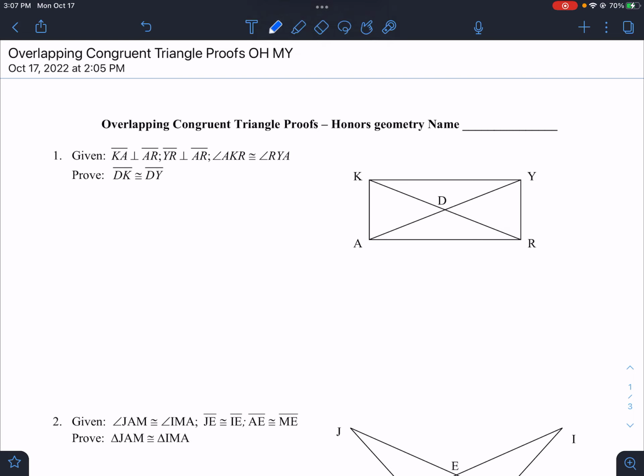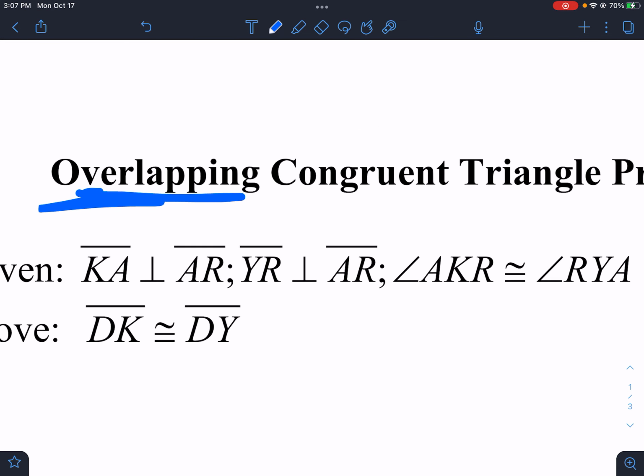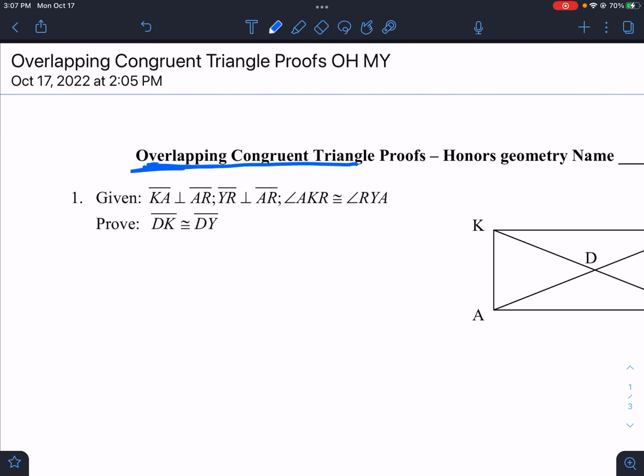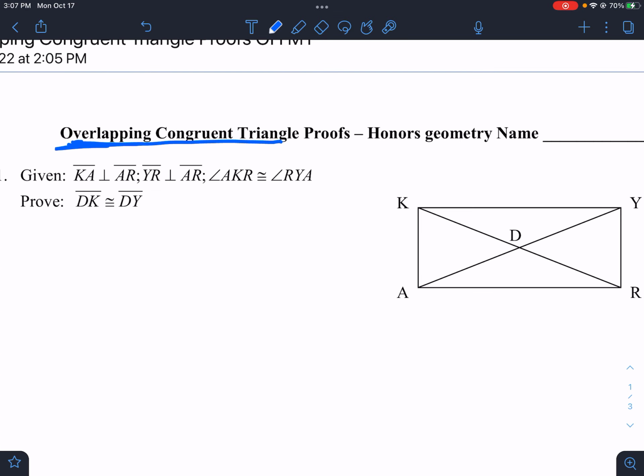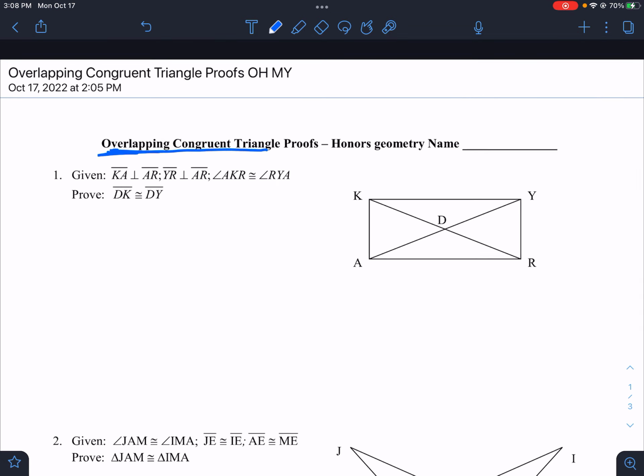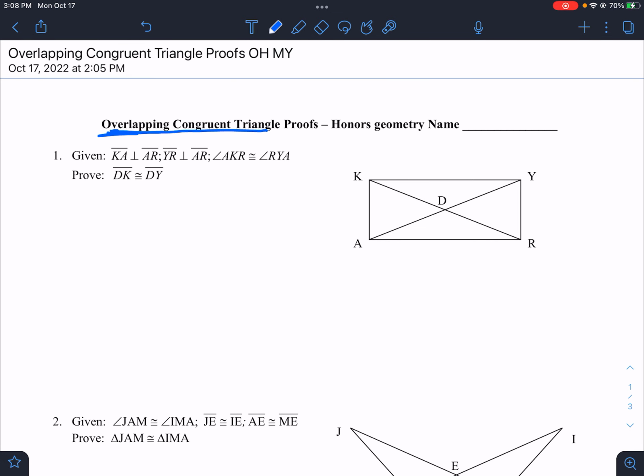All right, guys, we're going to be working on overlapping triangle proofs. The word right there, overlapping, that's a big deal. That's the theme of the whole worksheet. These are definitely a step up from what we've been doing. The next test is going to have 2 proofs on it, and they will be amongst some of the highest level proofs we've had to do. So we're going to work real hard.